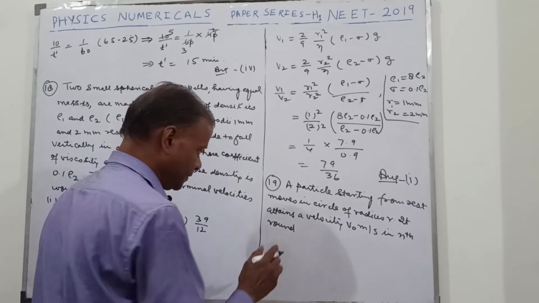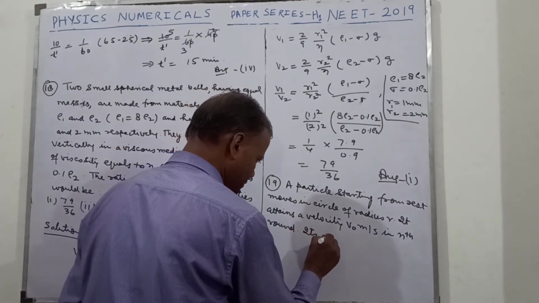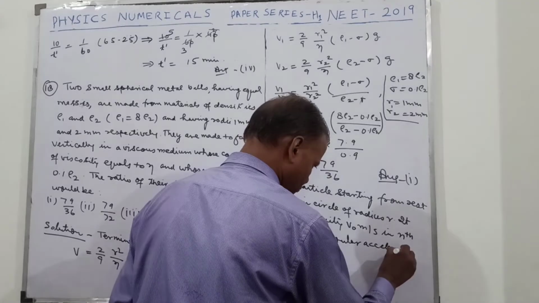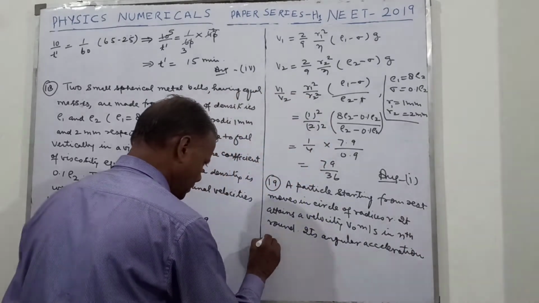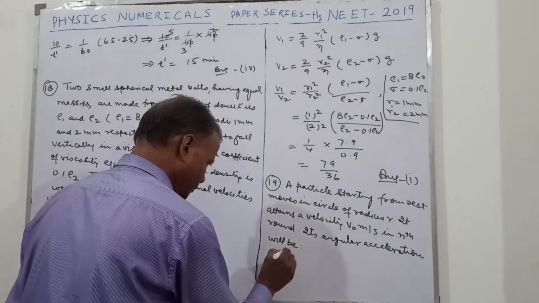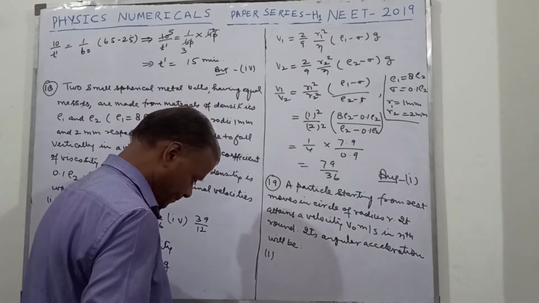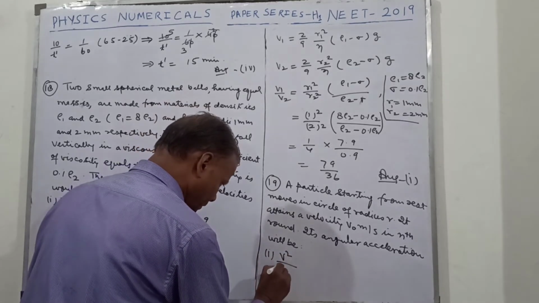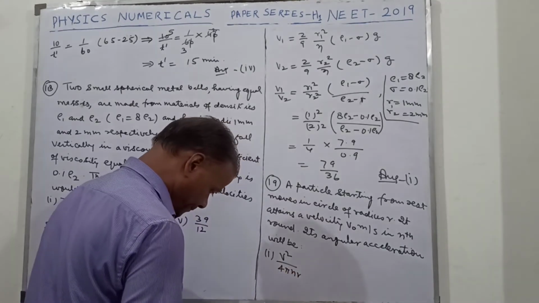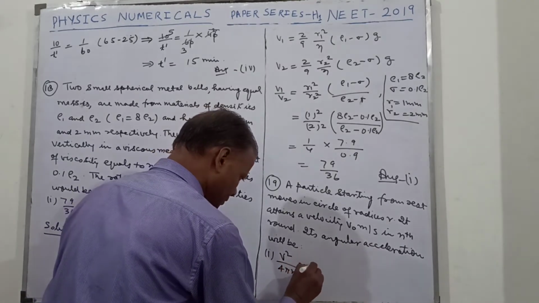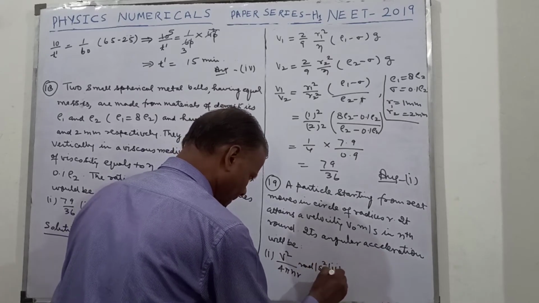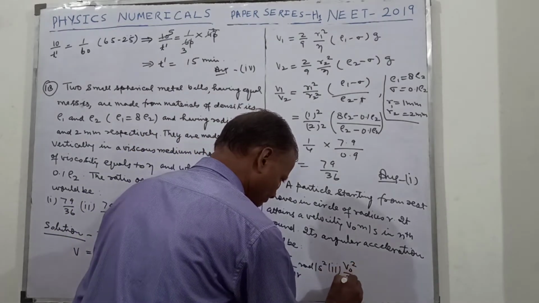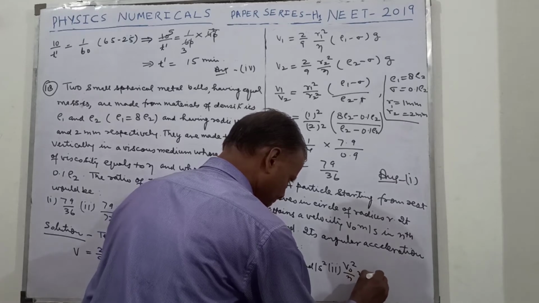Its angular acceleration will be: number 1, v0 square upon 4 pi n r radian per second square. Second, v naught square upon n radian per second square.